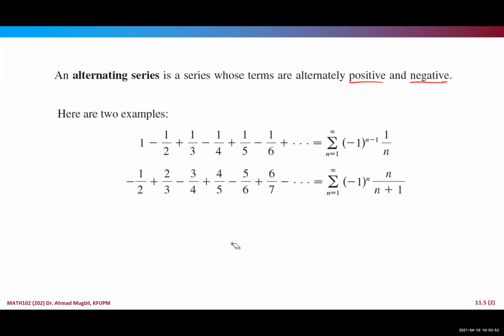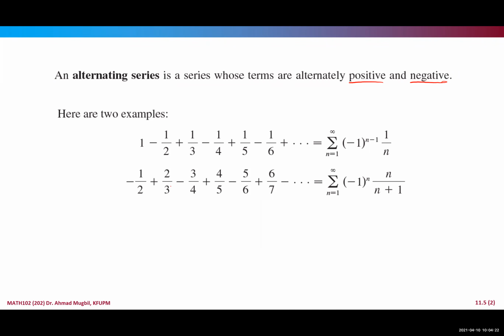Now, these are examples of alternating series. This one is 1 minus plus minus plus. It is an alternating series, and you can write it using sigma notation like this. It is 1 over 1, 1 over 2, 1 over 3, 1 over 4, so it is 1 over n. For positive, negative, positive, negative, you start with positive, so you write (-1)^(n-1) or (-1)^(n+1). It doesn't matter, it is the same.